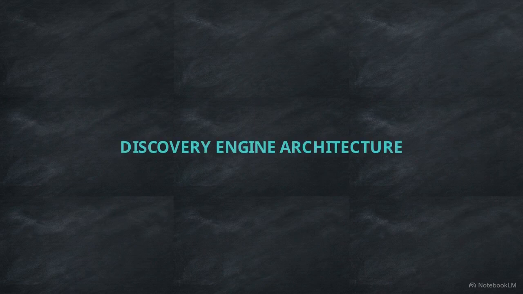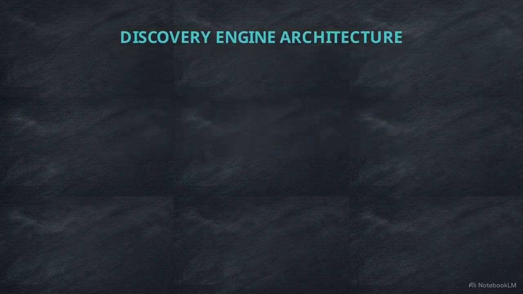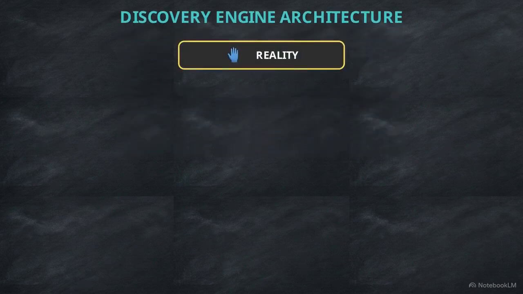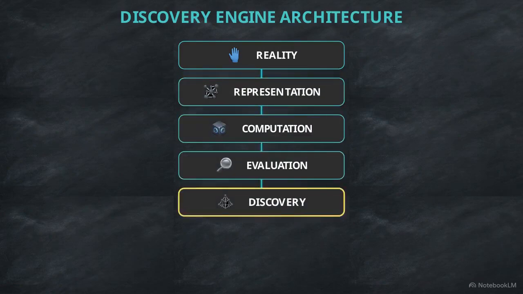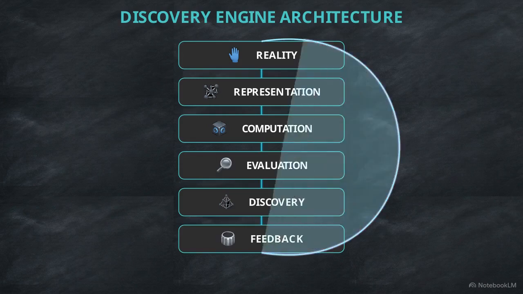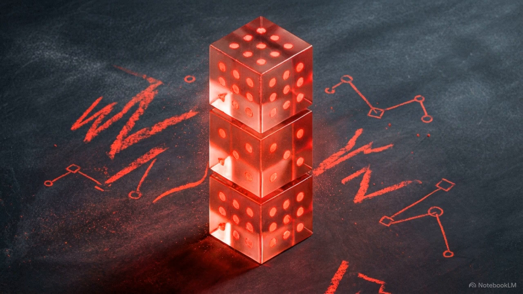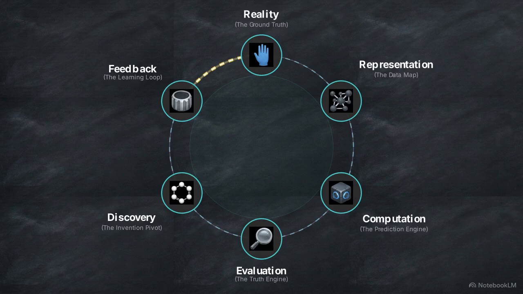This flowchart maps out the architecture of our engine. We must construct 6 discrete layers: reality, representation, computation, evaluation, discovery, and feedback. Each layer solves a specific engineering problem. If you only focus on building a prediction model, the system fails. We have to engineer all 6 layers to work together as a single continuous loop.